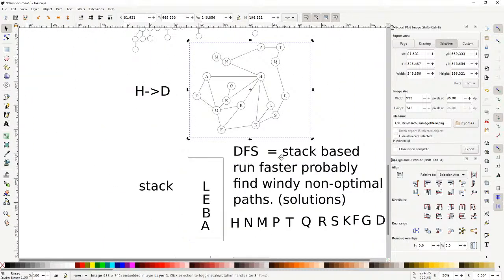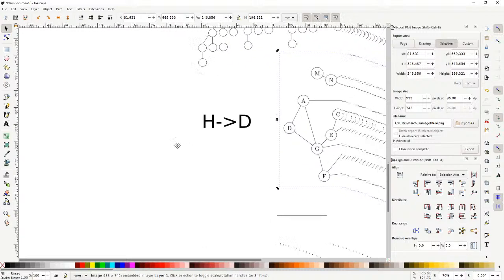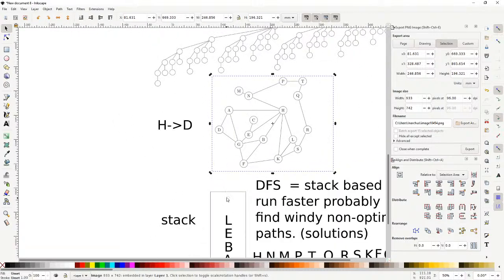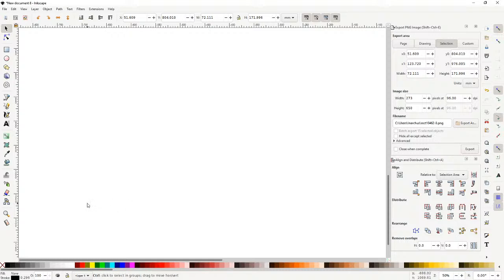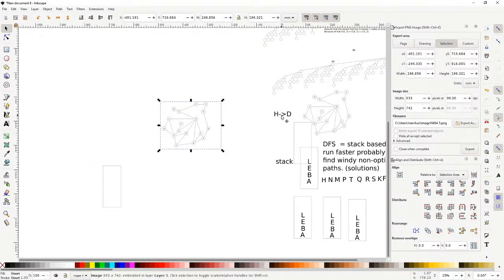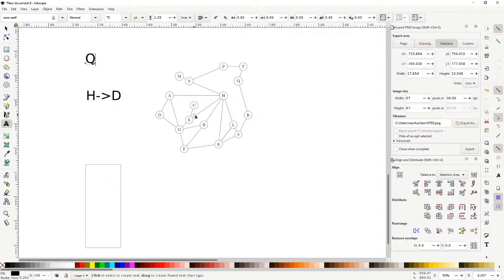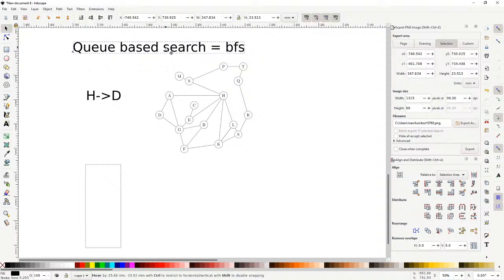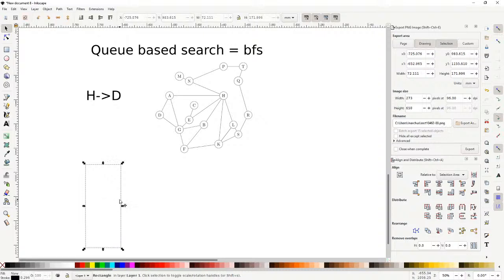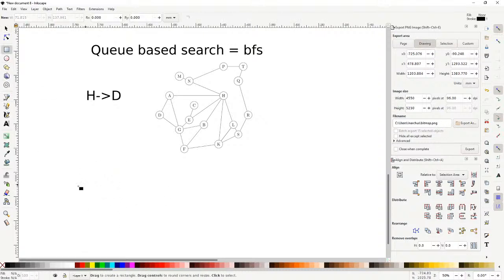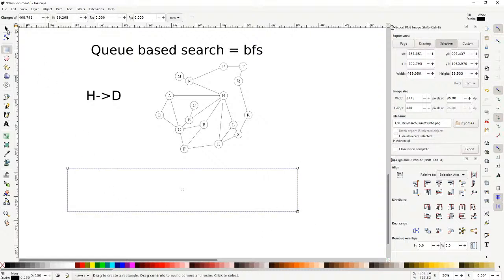So, okay, let's do the breadth first search. Let's draw ourselves a queue now, and let's copy the graph and our destination. So we're going to start off at H and go to D again. But this time we're going to use a queue, which is breadth first search. And just remember in your future life that Dijkstra is kind of a modified breadth first search with weights.